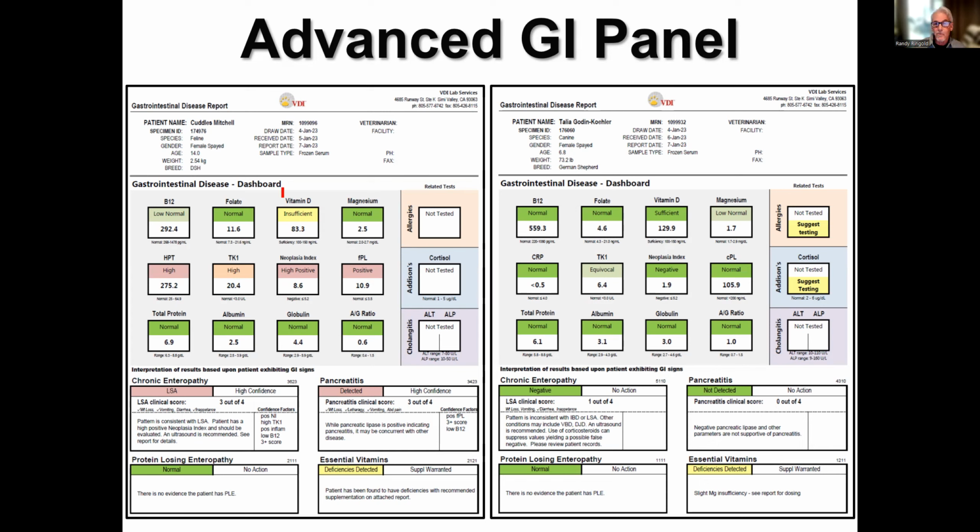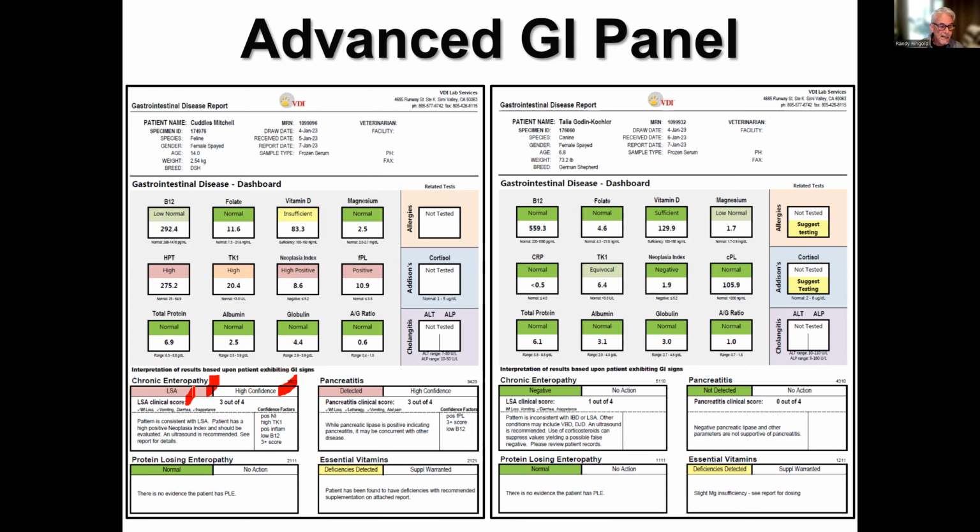And so if you look on the right versus the left, on the right you see yellows and sort of pinkish reds, and on the left you see a lot of green. Well, which one's worse? Obviously the one on the left is. And the one on the left here, if you look down on the lower left-hand side, chronic enteropathy. So in this particular case, we highlighted that it's lymphoma. We gave you high confidence.